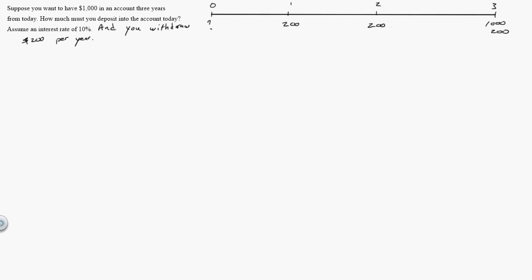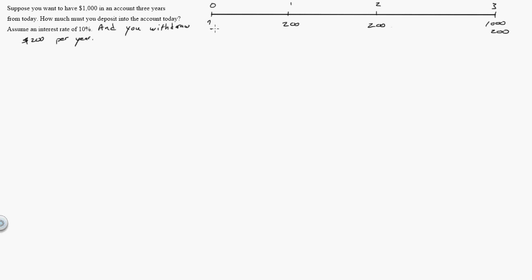Let's add one twist to the present value of lump sum. We're going to withdraw, so it's going to be present value of annuity. We're going to withdraw $200 every year starting in year 1, and in year 3 we take out the $200 plus the $1,000. So how do I find the amount I need in the account today?